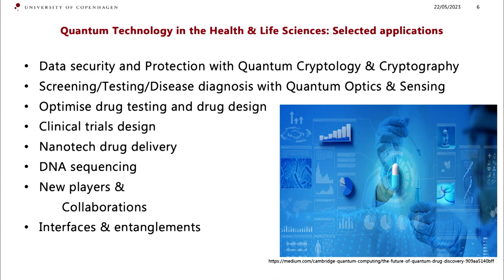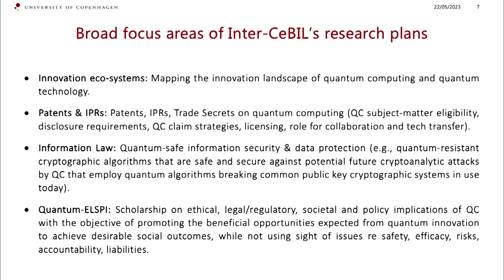So the areas are vast, and we want to look into very broad areas with our research, innovation ecosystems, mapping the innovation landscape and quantum technology, and see where we see tensions and how we can facilitate collaboration. We just heard how important collaboration is. Where do we need more exclusivity? We are looking at patents and IPRs, including trade secrets, information law, quantum state information security, and data protection. We are looking into the quantum ethical, legal, social, socio-economic perspectives as well, doing a lot of regulatory studies. So our application for this, with all letters of support and so on, is 170 pages long. So it's a huge application.